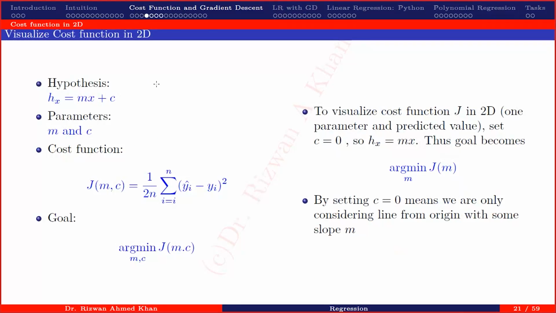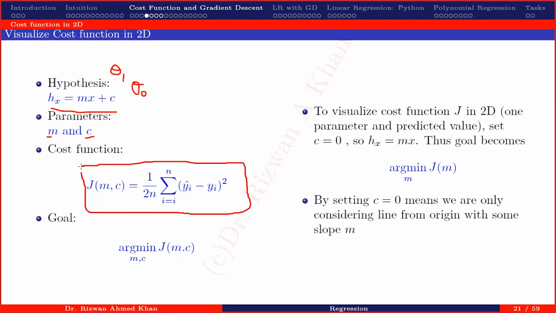So this is a complete formalization. Our hypothesis is given by mx plus c, and c is theta naught if you just read in a book, and m is theta 1, and h of theta x. Parameters are m and c for our model. Cost function, as we described previously, is given by j of m, c, which is argmin of j.